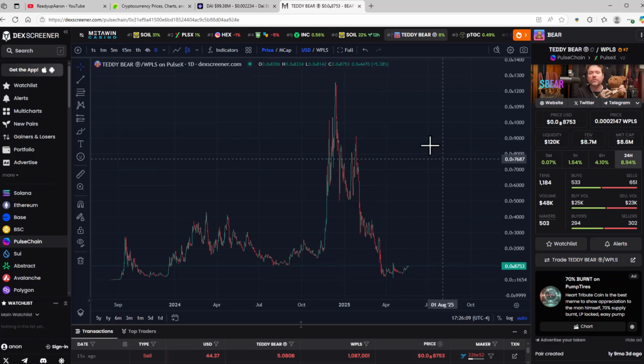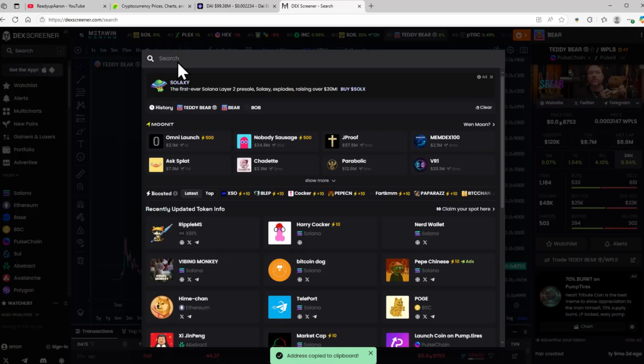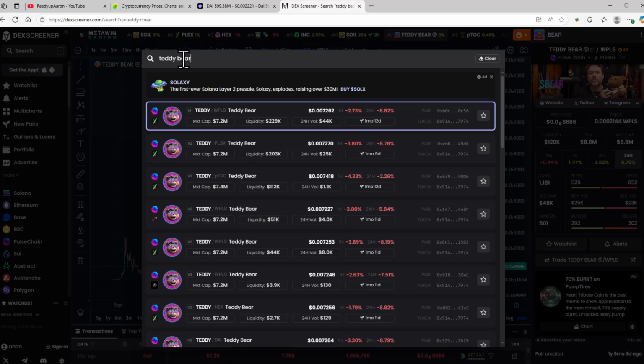But make sure you're on the right Teddy Bear here. You can see right here at the top right where my mouse is, it says Teddy Bear. You want to copy this contract address right there. And if you go over here to the search area, you can type in Teddy Bear, but the problem with that is, watch, Teddy Bear. Another Teddy Bear pops up here, see? Now this is not the Teddy Bear we want.